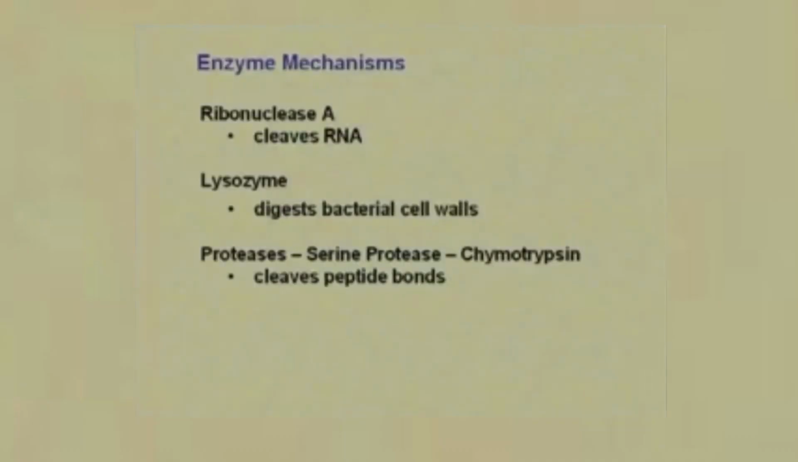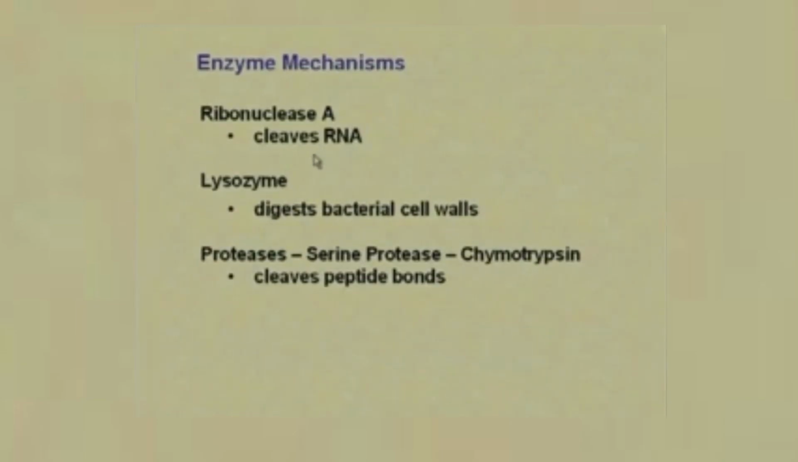Today, we're going to be considering enzyme mechanisms. For this, I've chosen three types of enzymes: ribonuclease A, lysozyme and proteases. Of the proteases, we will be doing only one type of serine protease, that is called chymotrypsin. Essentially, ribonuclease A cleaves RNA.